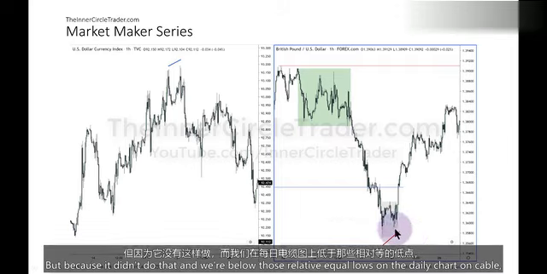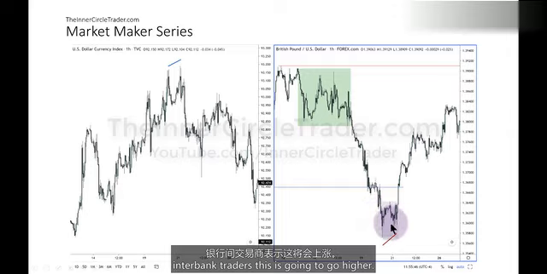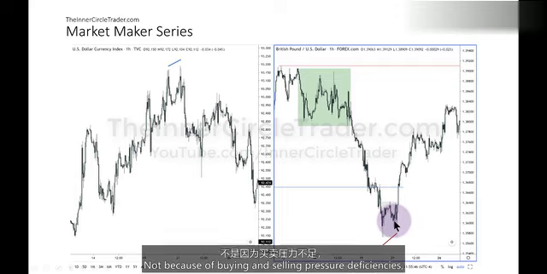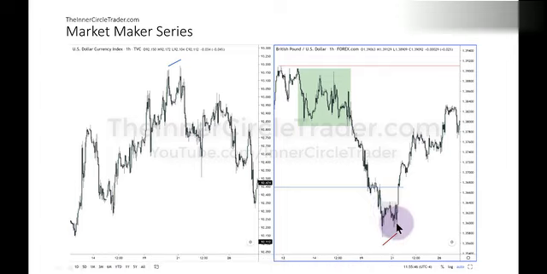It didn't. But because it didn't do that, and we're below those relative equal lows on the daily chart on cable, this was accumulation of longs. The algorithm is signaling to interbank traders that this is going to go higher. Not because of buying and selling pressure deficiencies, but because it's being controlled and manipulated.